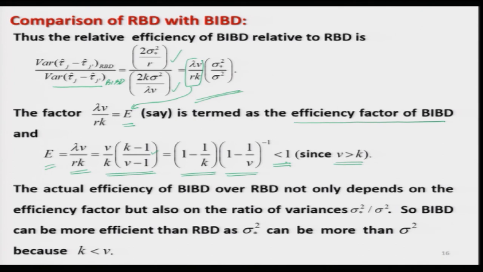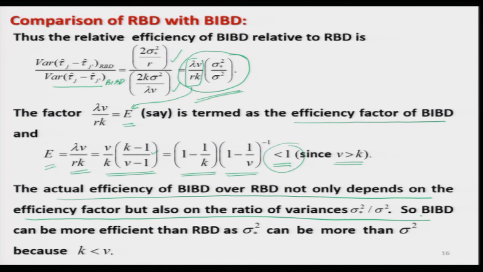So, this efficiency of BIBD over RBD depends upon two factors, this E and sigma star square upon sigma square. Based on that, sometimes people try to conclude whether BIBD is more efficient than RBD or RBD is more efficient than BIBD. But the actual efficiency of BIBD over RBD depends not only on the E, that is the efficiency factor, but also on the ratio of variances sigma star square upon sigma square. So, there can be situations where BIBD can be more efficient than RBD, as sigma star square can be more than the value of sigma square because V is greater than K. So, this is what you have to keep in mind.